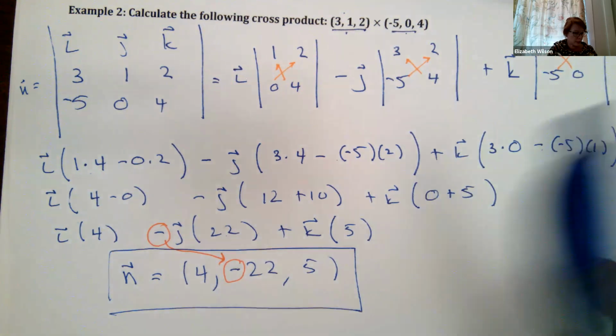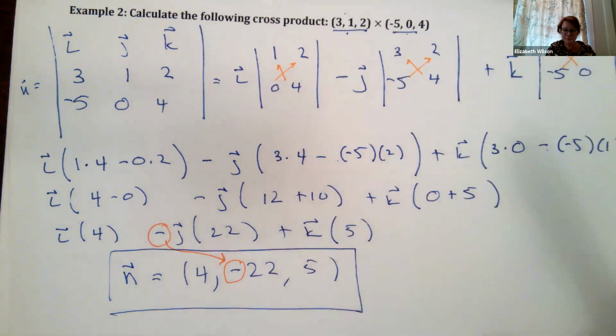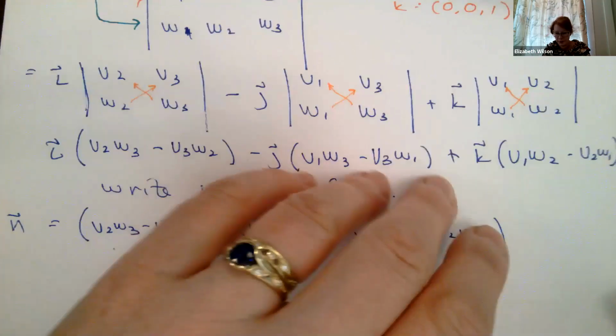Are you guys good on this page here? Right. So, like we did with vector addition, there's a parallelogram rule for cross products. Let's talk about what that looks like. This is like geometry for the cross product.